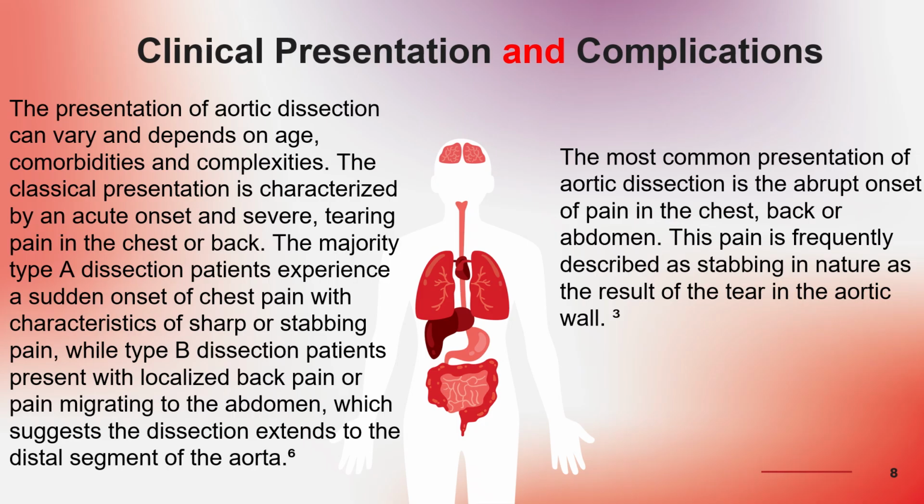The majority of type A dissection patients experience a sudden onset of chest pain with characteristics of sharp or stabbing pain, while type B dissection patients present with localized back pain or pain migrating to the abdomen, which suggests the dissection extends to the distal segment of the aorta. The most common presentation of aortic dissection is the abrupt onset of pain in the chest, back, or abdomen. This pain is frequently described as stabbing in nature as the result of the tear in the aortic wall.